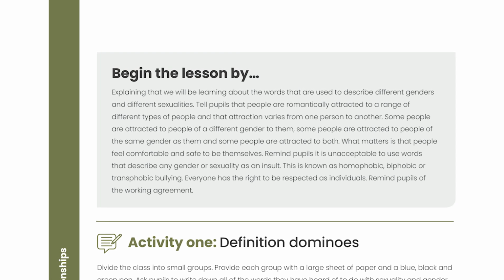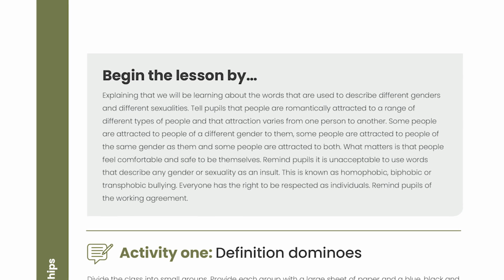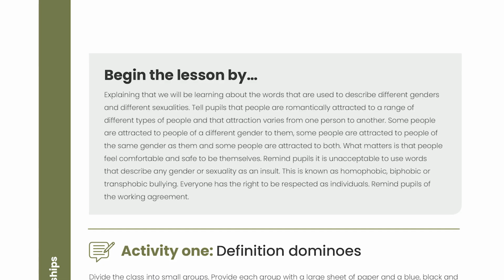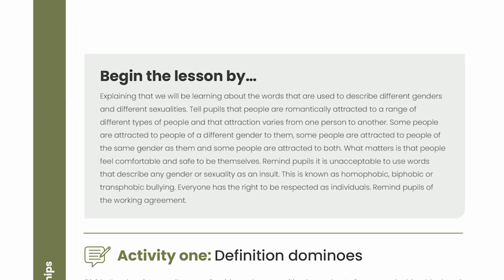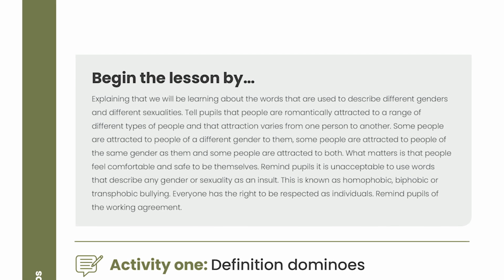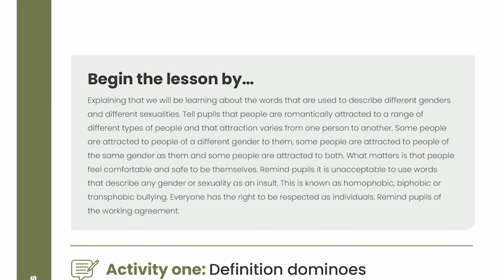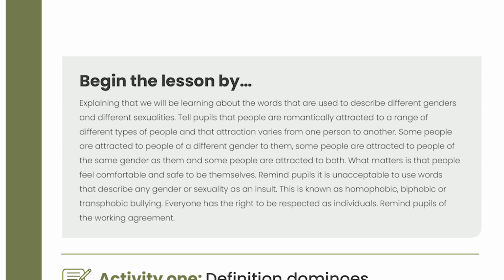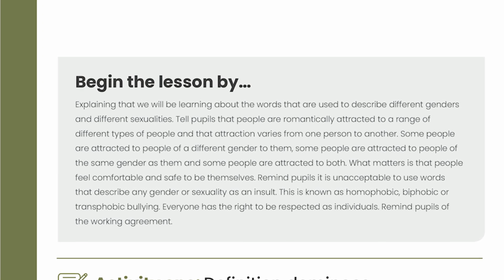Begin the lesson by explaining that we will be learning about the words that are used to describe different genders. What is gender? How many genders? And different sexualities. How many sexualities? Tell pupils that people are romantically attracted to a range of different types of people. The attraction varies from one person to another. Some people are attracted to people of a different gender to them. Some people are attracted to people of the same gender as them. And some people are attracted to both. Remind pupils of the working agreement.